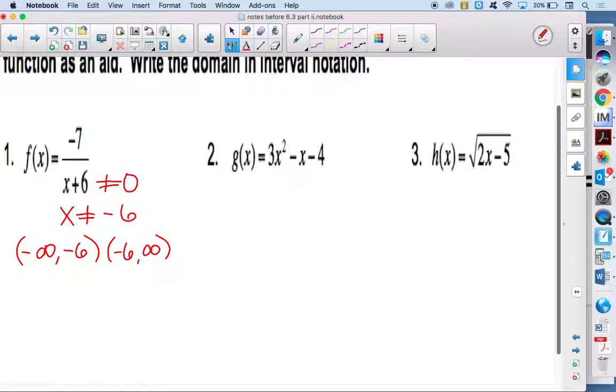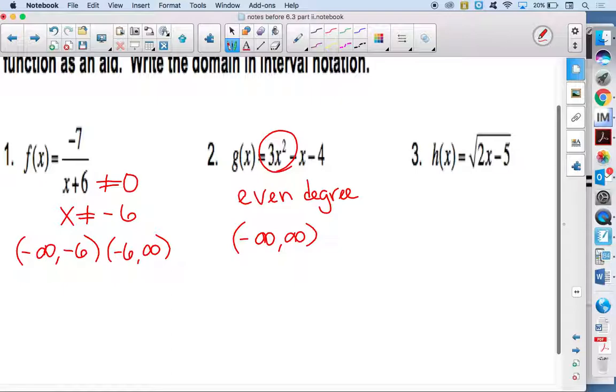The next one, we have 3x squared minus x minus 4. What type of function is this? Look at the largest degree. What kind of function is it? Aaron? Even degree polynomial. Yeah, this is an even degree polynomial. So Aaron, what's the domain of every even degree polynomial? Negative infinity to positive infinity. That's it. So the fact that it's an even degree, the largest exponent, 3x squared.